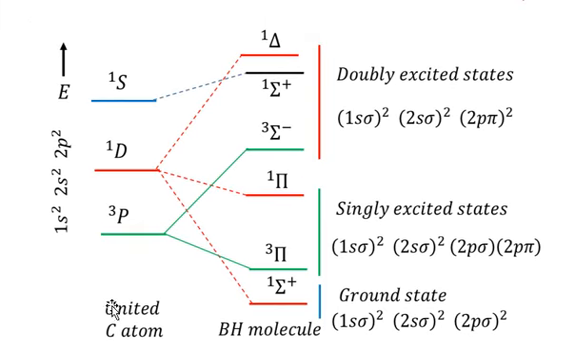So you see that this is the correlation diagram. You can see how these have been combined. I have given different colors to them: the green color, the red color, and the blue color, on both sides, the united carbon atom and the BH molecular side. You can see that all the greens have been combined with the green, the reds with the red, and the blues with the blue. And this follows the correlation diagram, the features of which I have discussed before.